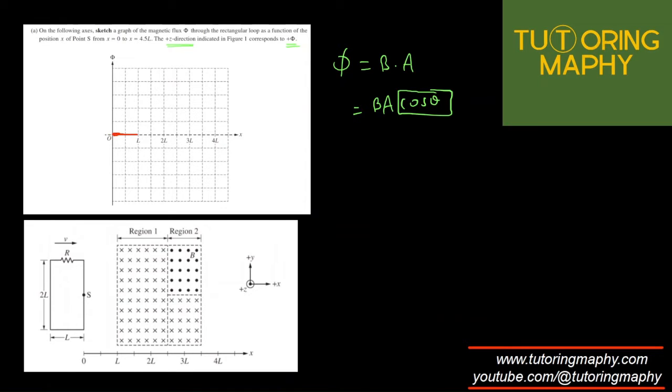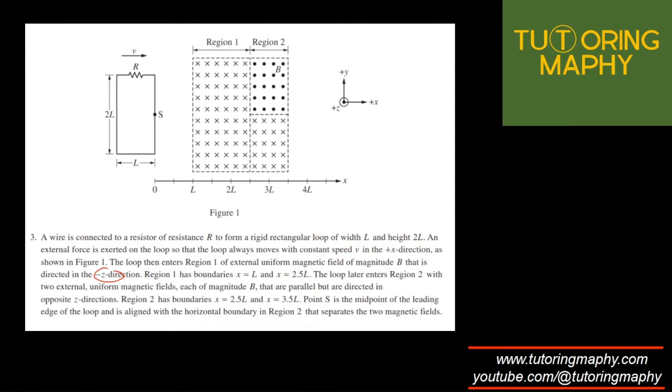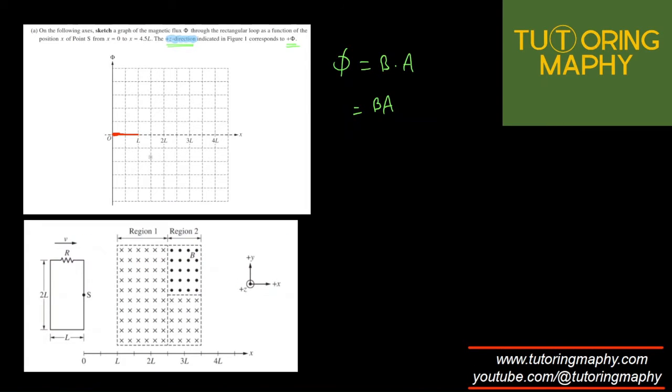After that, flux is going to increase, but increase in which direction? I think the negative direction, because the area vector A is pointing out of the page and the magnetic field is pointing into the page. In fact, no need to pay attention to this one because they are saying that the plus z axis indicated in figure 1 corresponds to positive flux. So obviously this is going to be negative flux, because in region 1 the field is pointing in the negative z direction. So we know that it's going to be below the x axis, and till 2L we need to find that first.